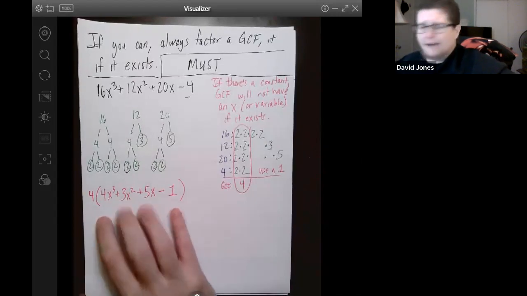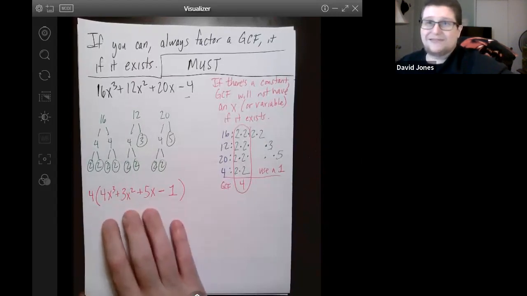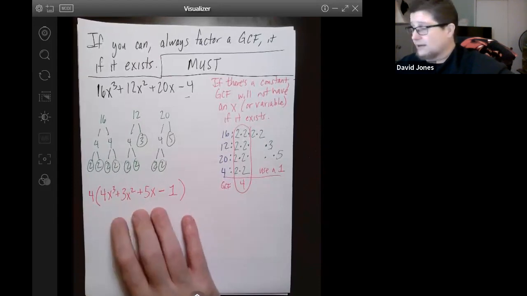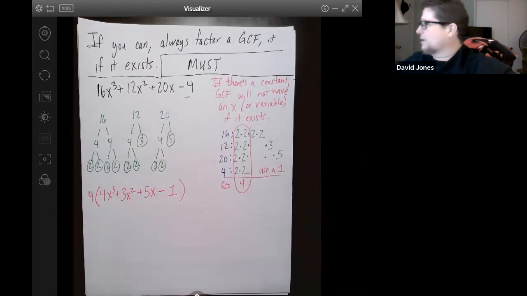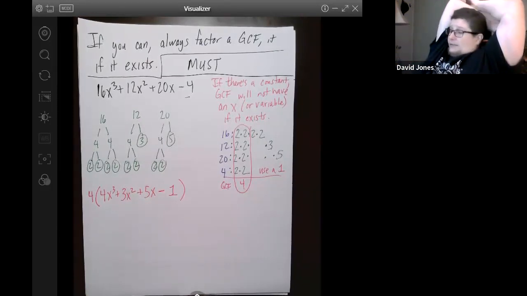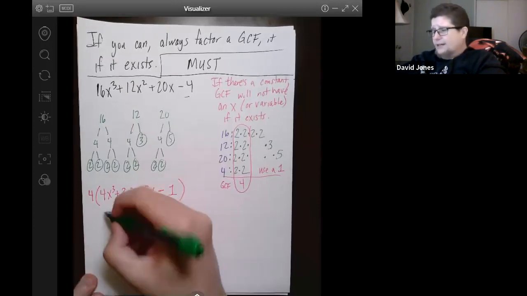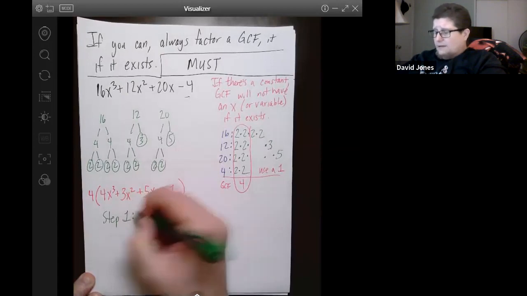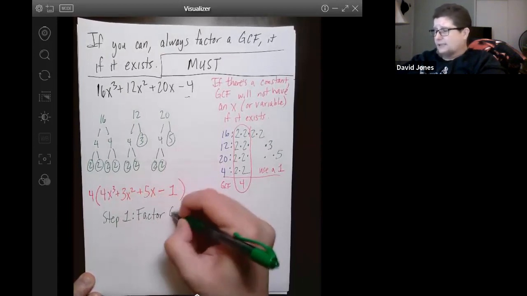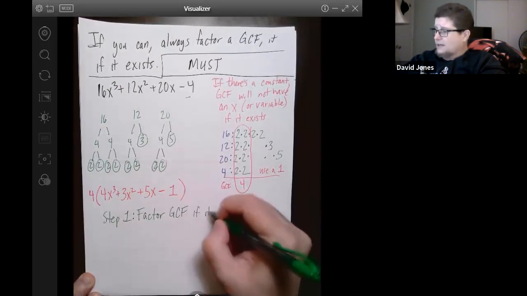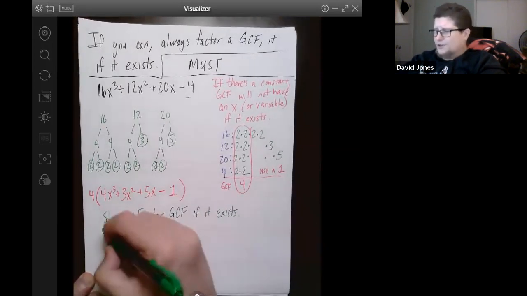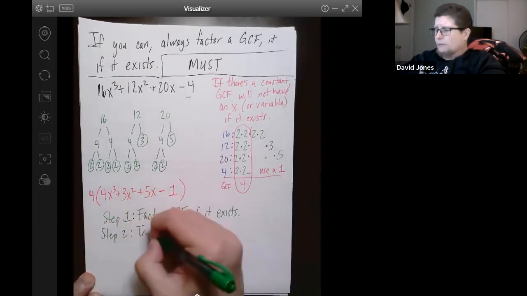You could try factoring this further, and we'll do this on a problem later on where it does factor further. But this one, it doesn't. I just wanted to show you that. Ready for more? Okay. So let's just say that. Step 1, GCF. Factor out GCF if it exists. And step 2, try to factor what remains.